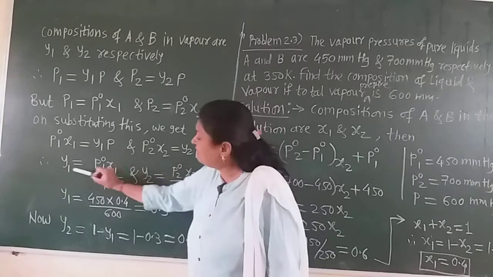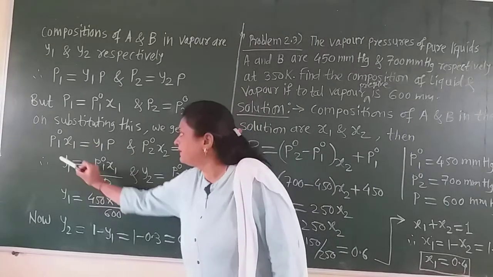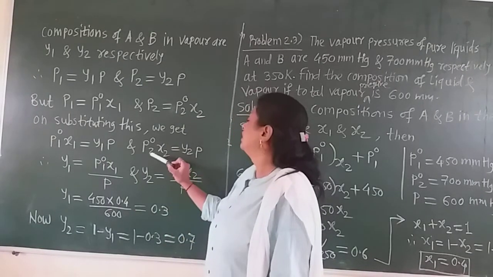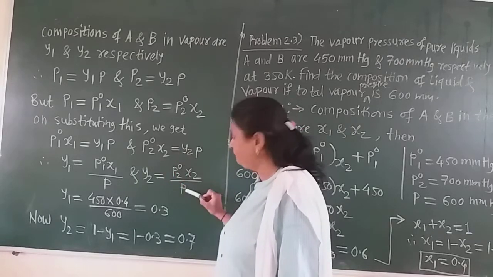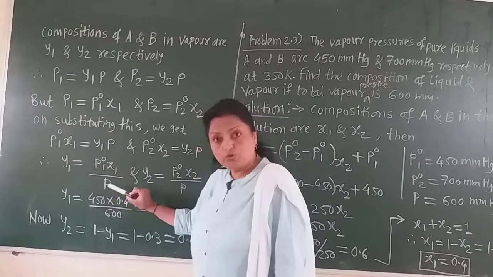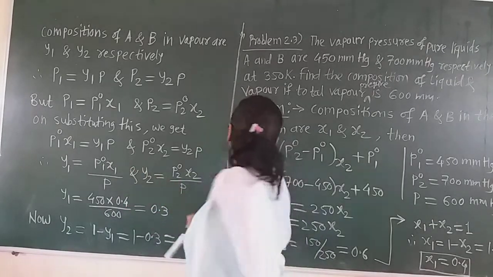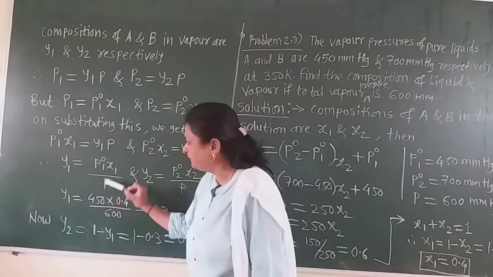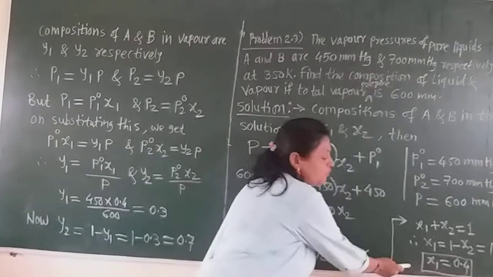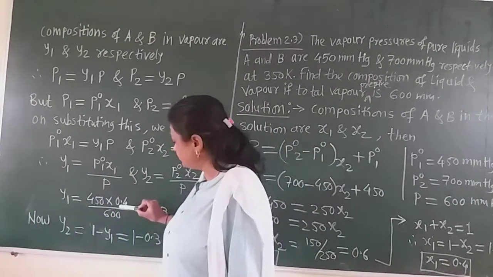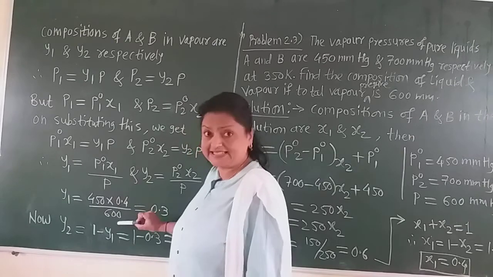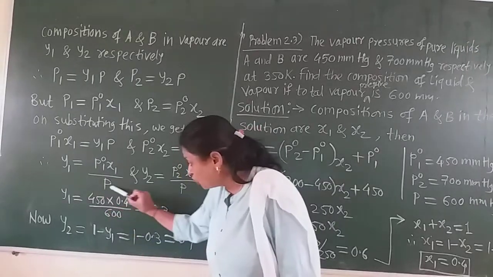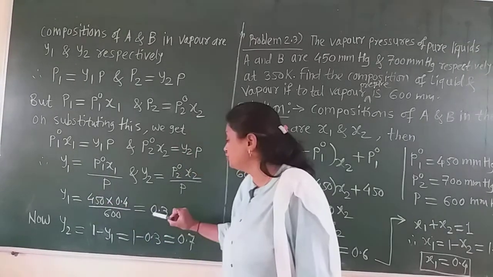Now the value of y1 is calculated as P1⁰ x1 divided by P, and we can calculate the value of y2 also by dividing P2⁰ x2 by P. So substitute here 450. What is the value of x1? 0.4. So substitute x1 as 0.4, divided by the total pressure, that is 600. On multiplication and division, we obtain y1 equal to 0.3.